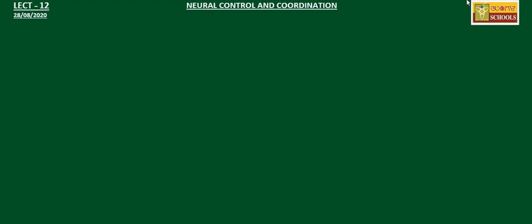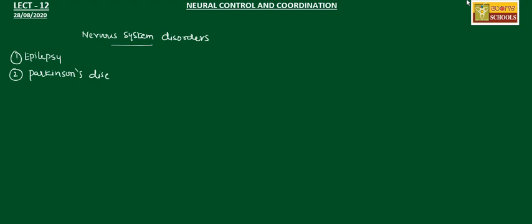Welcome. In this session, I'm going to discuss the nervous system, nervous system disorders. Under these nervous system disorders, I'm going to discuss epilepsy, then another one called Parkinson's disease, and another one, Alzheimer's disease, and one more, Huntington's chorea.